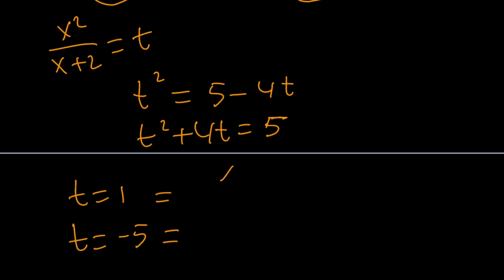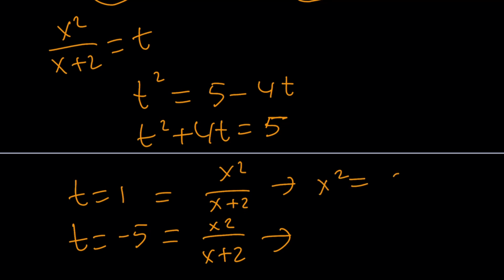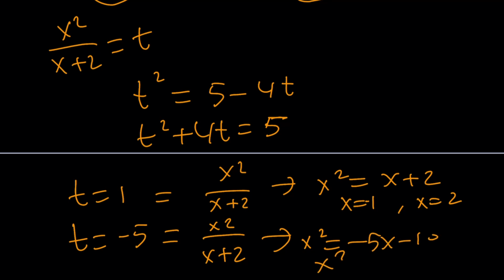But what is t? It's x squared over x plus 2. It's a little different because we're sticking with the single variable, not using two variables. This gives us x squared equals x plus 2. And from here, as you know, x equals negative 1 and x equals 2 are solutions. And from the second one, I believe you do get the complex solutions as before.